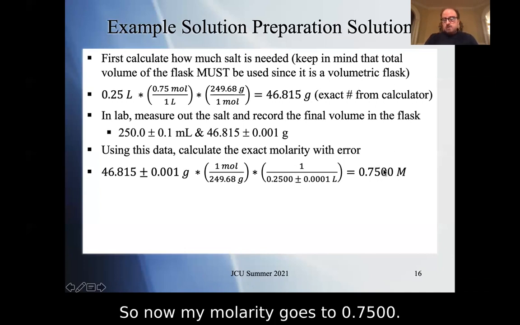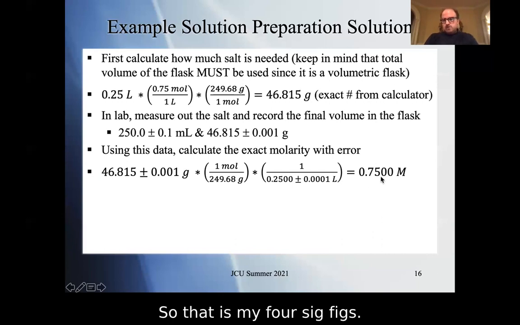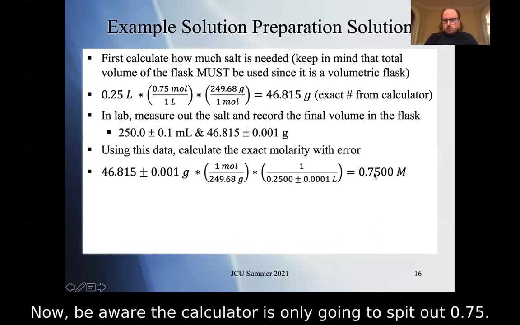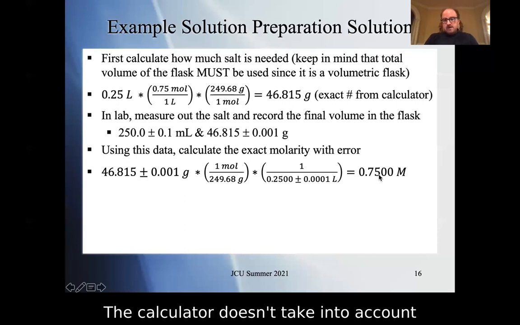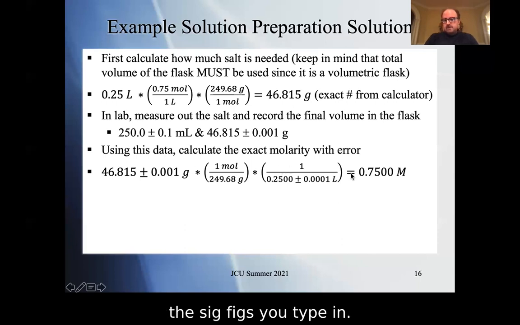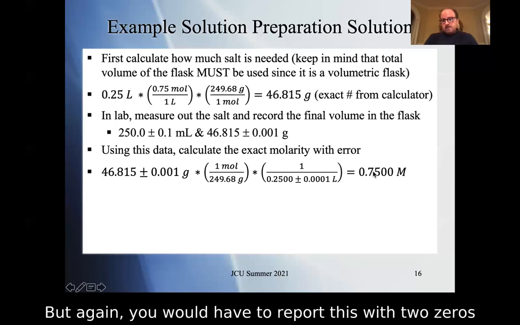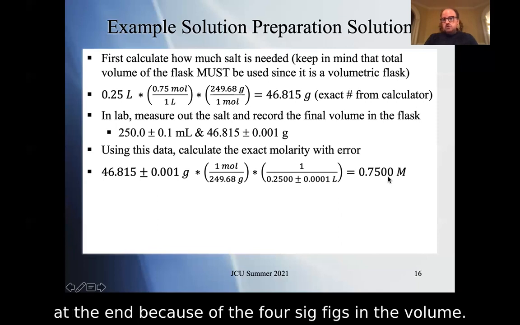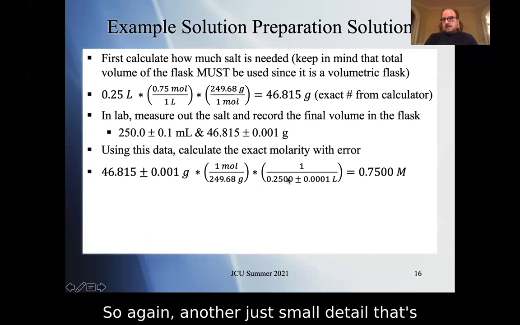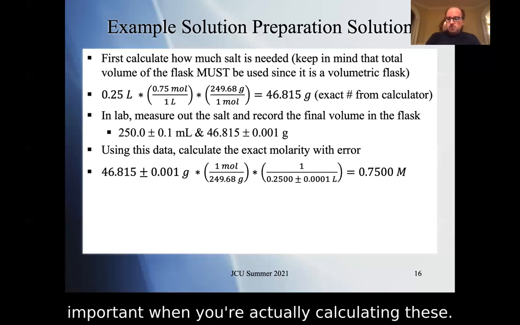So now my molarity goes to 0.7500. So that is my 4 sig figs. Now be aware, the calculator is only going to spit out 0.75. The calculator doesn't take into account the sig figs you type in. It just gives out the number. So the calculator would spit out 0.75, but again, you would have to report this with 2 zeros at the end because of the 4 sig figs in the volume. So again, another small detail that's important when you're actually calculating these.